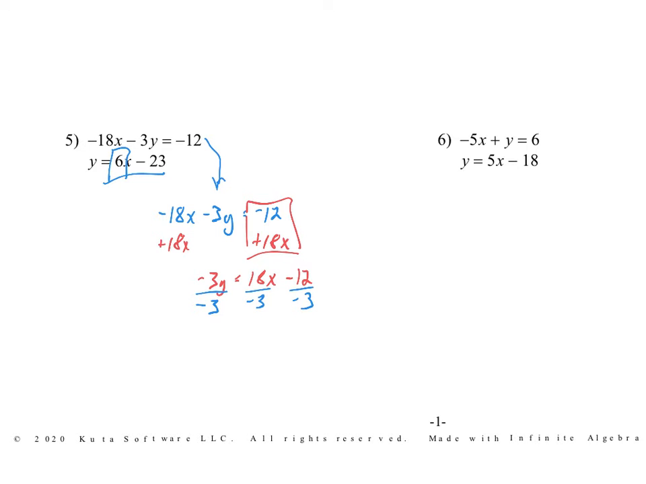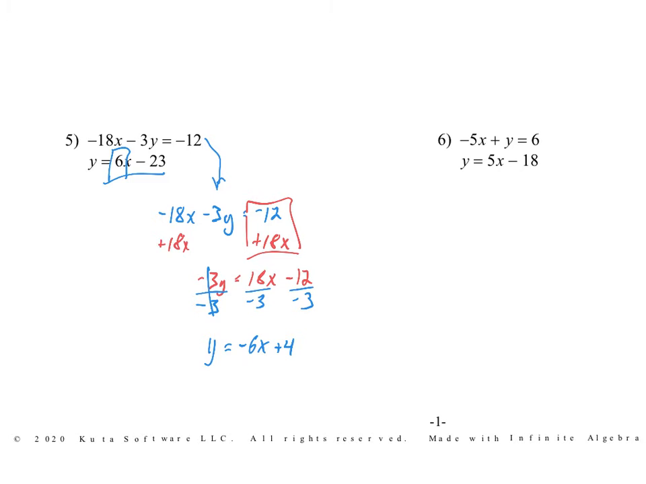Divide by negative 3. Everything gets divided by negative 3. So now the y is by itself. 18 divided by negative 3 is going to be a negative 6. Keep the x. Negative 12 divided by negative 3 is positive 4.